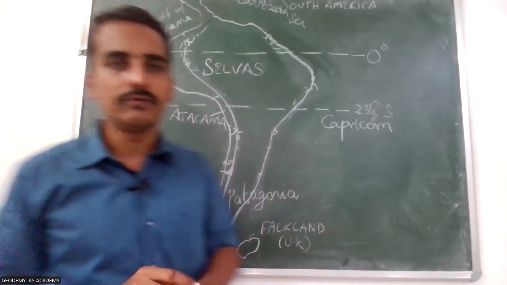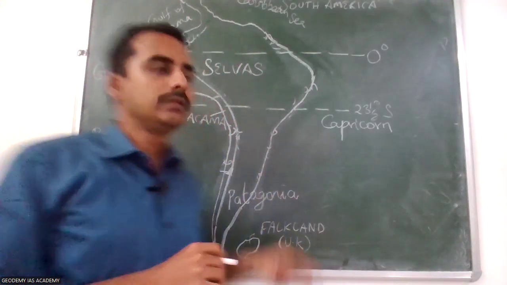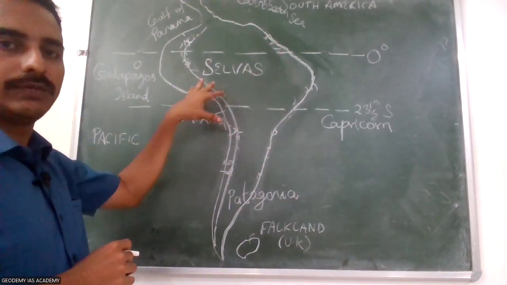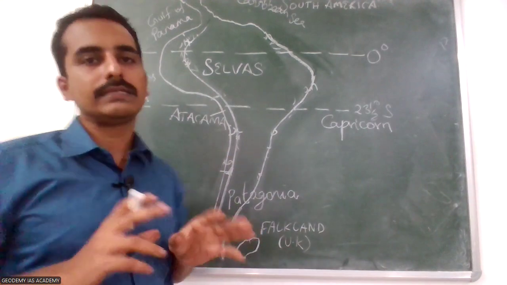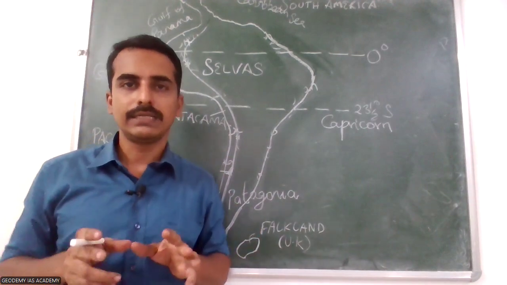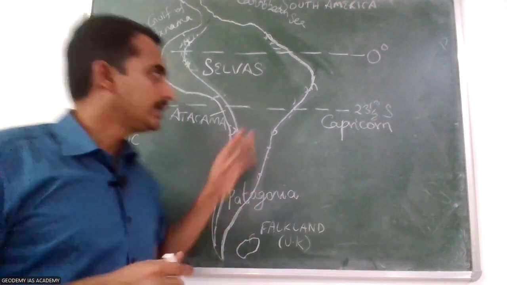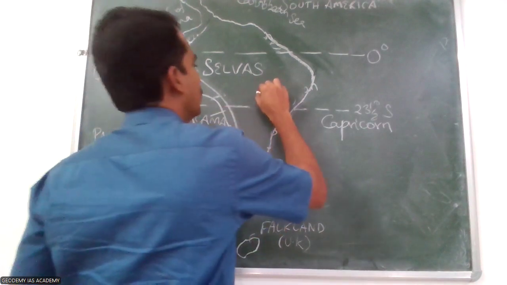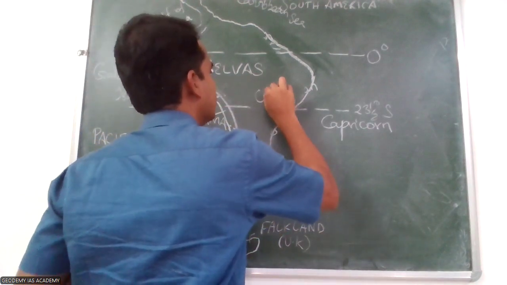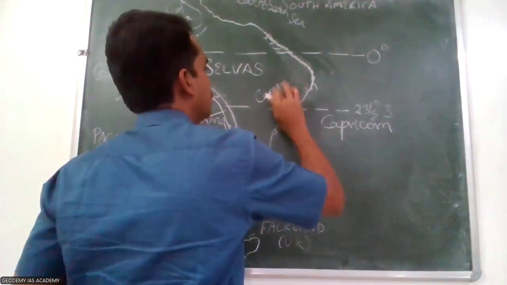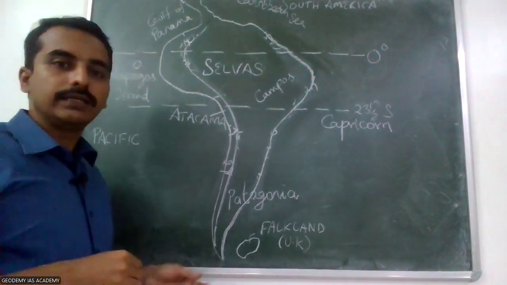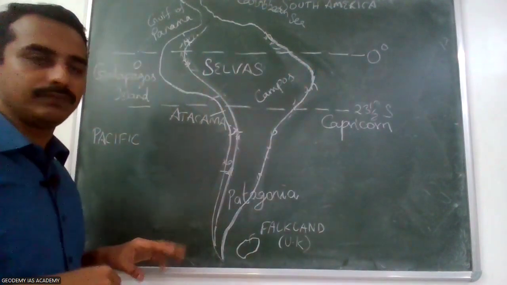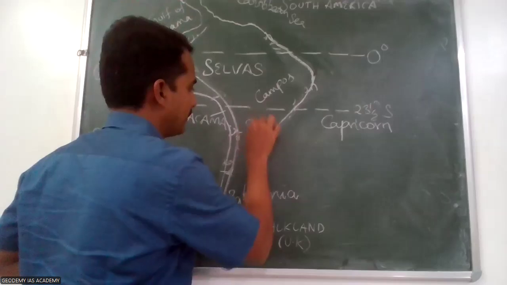Selvas means wealth, right? In the Tamil language, we call it Selvam. So the Amazon forest region is called Selvas. And then we know the tropical grasslands are called savanna and the temperate grasslands are called steppe, right? Here, the tropical grassland in the Brazil region is Campos. And the temperate grassland, steppe type, is Pampas in Argentina.